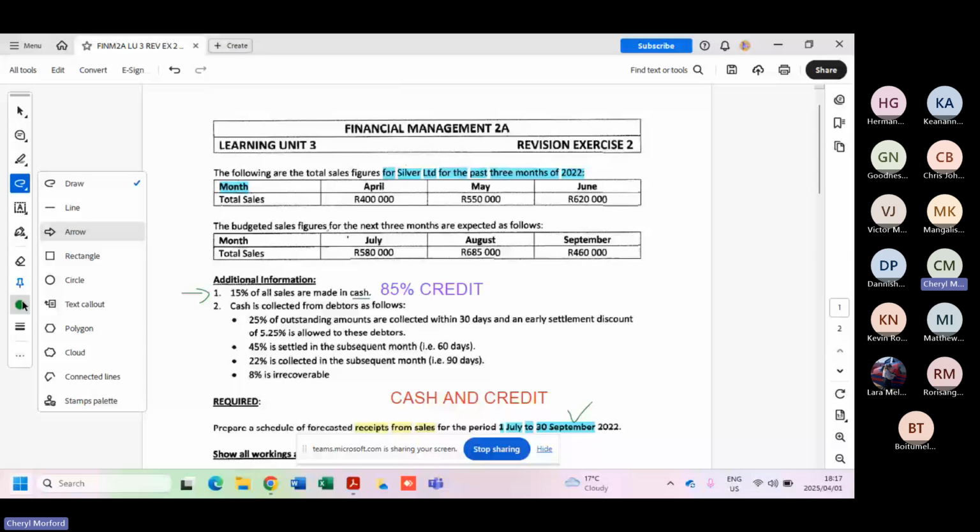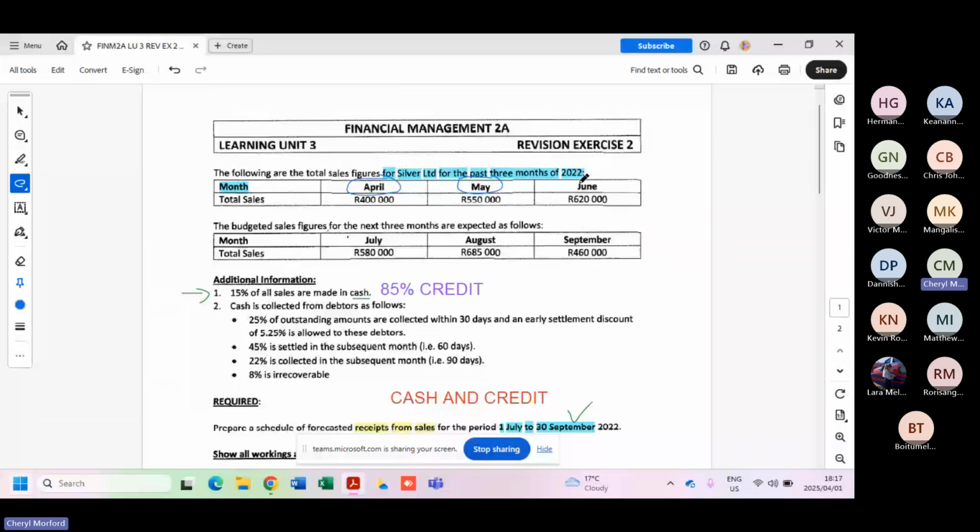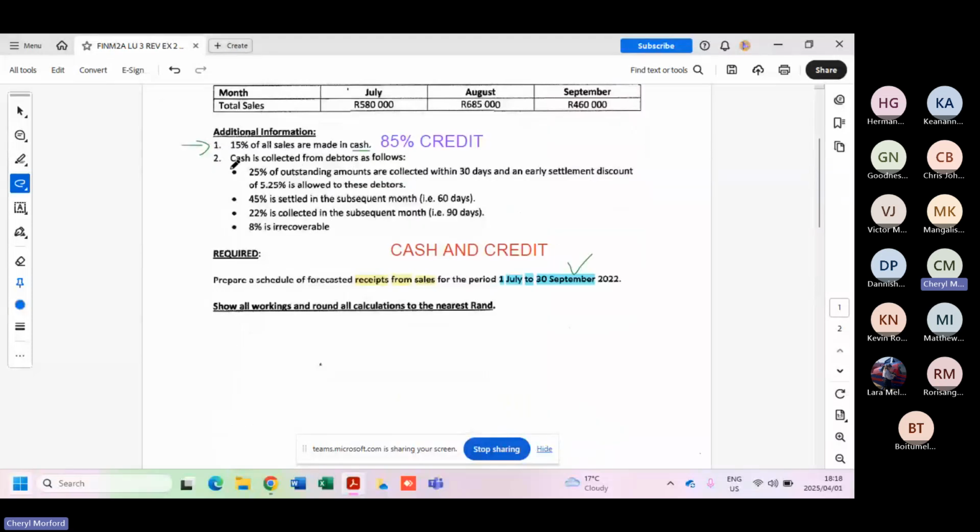We don't like that. So why have we got April and May and June when we only have to prepare for July, August, and September? Remember that these are debtors, and debtors pay over several months sometimes. So not necessarily 100% of the sale 1 month later. What happens if they spread it over what I call installments? And this is what's going to happen here. You need to see what that is.